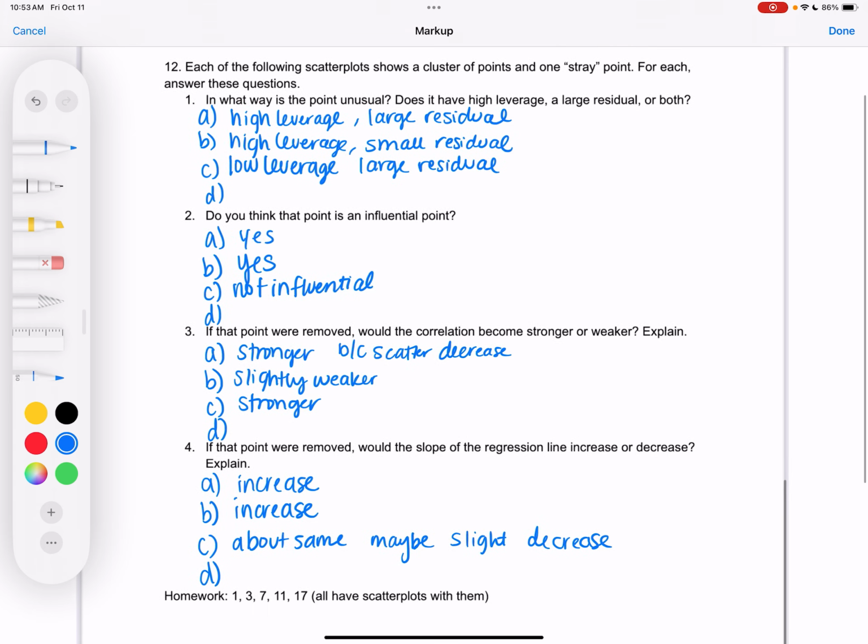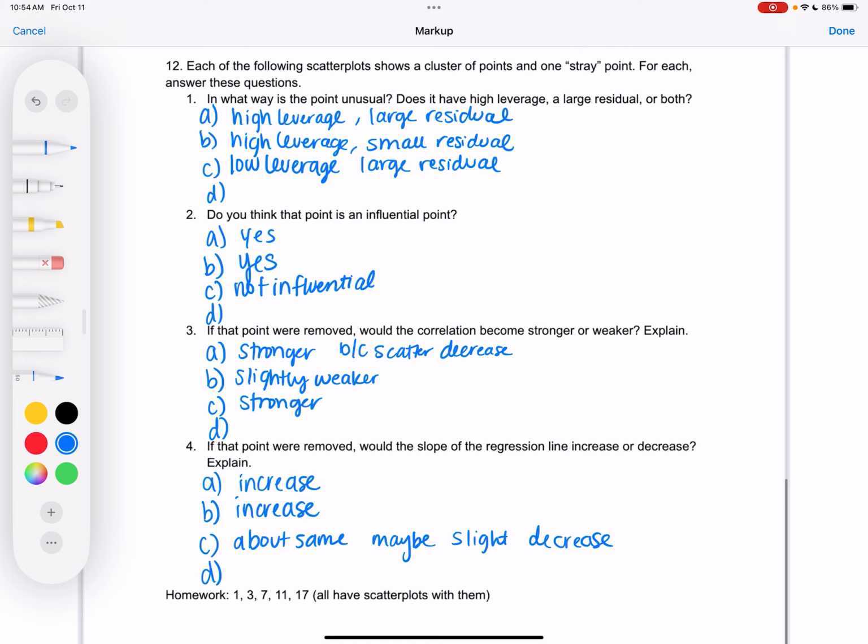I guess it's letter D. I was about to say number 4. High leverage, low leverage, high residual, low residual. High leverage. Maybe small residual, because if we put a slope through that line, I would say probably relatively small. So high leverage, small residual. Influential or no? No. The lines stay very much the same. Yeah, I would say so. It's not really going to change it, so not influential.